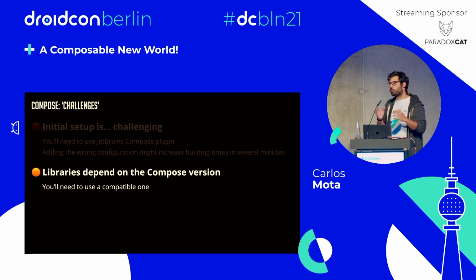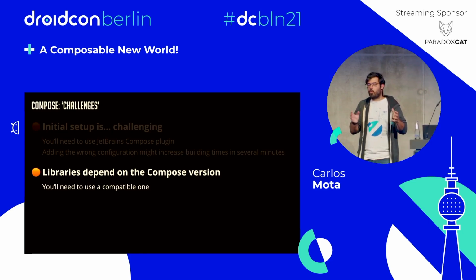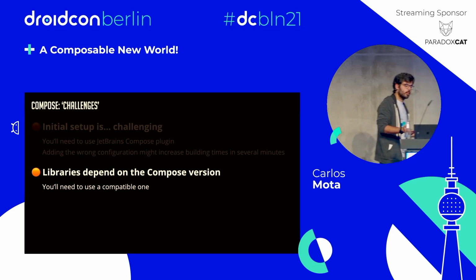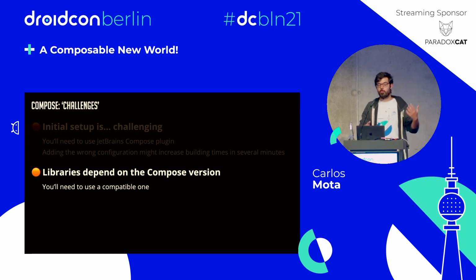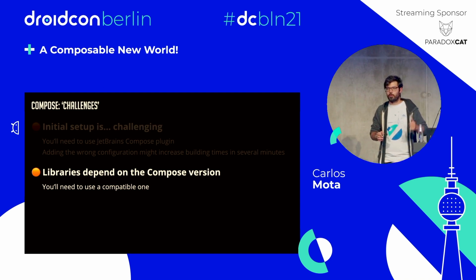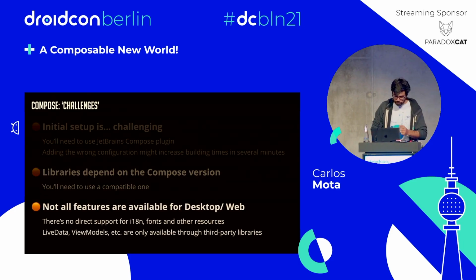Libraries depend on the Compose version. This happened to me. I was using Kotlin 1.5.30, and then there was a new version of Compose that wasn't compatible with that version of Kotlin, so I needed to downgrade the Kotlin version. The same thing happens when you use the Compose version by JetBrains. The big problem here is that now you have Compose for Android, Compose from JetBrains, and then the Kotlin version. So there is a new layer that you need to take care of.